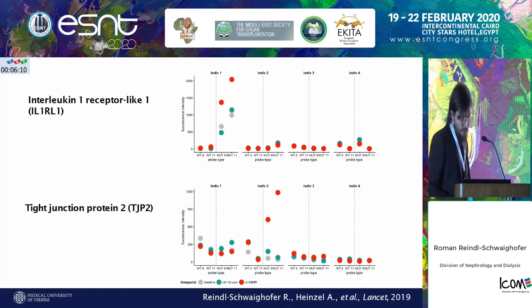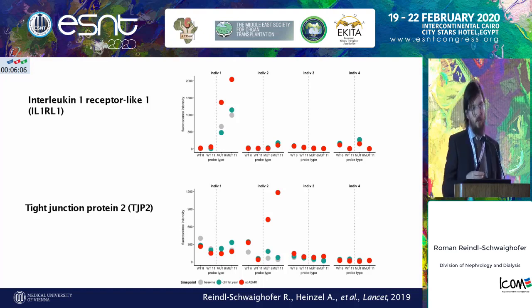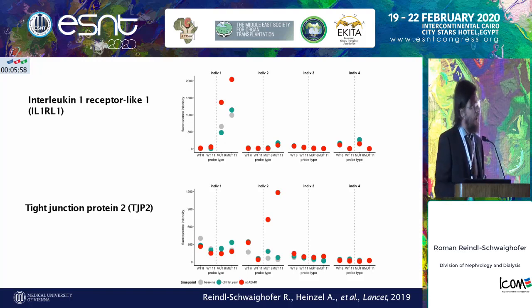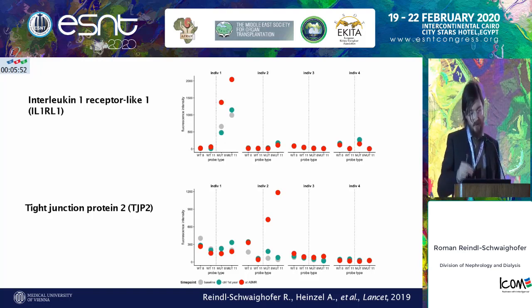So, summarizing, what we saw is that each transplant pair carries its own pattern of incompatibilities. It's unique for each pair, and the more mismatches you have, the worse your graft survival was, and we could identify antibodies against those mismatched peptides.